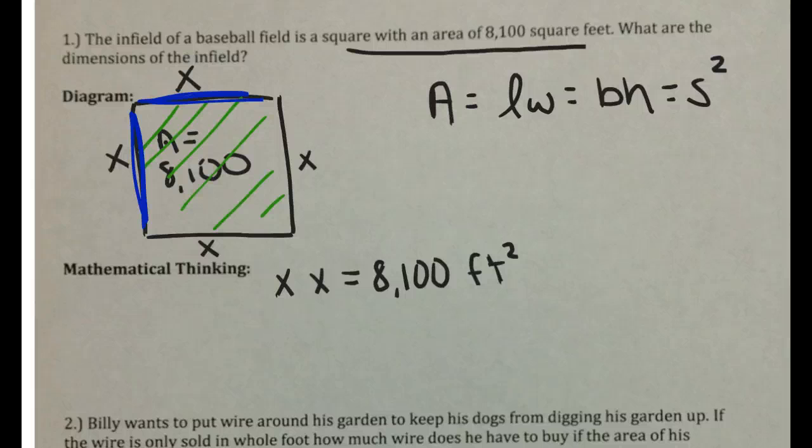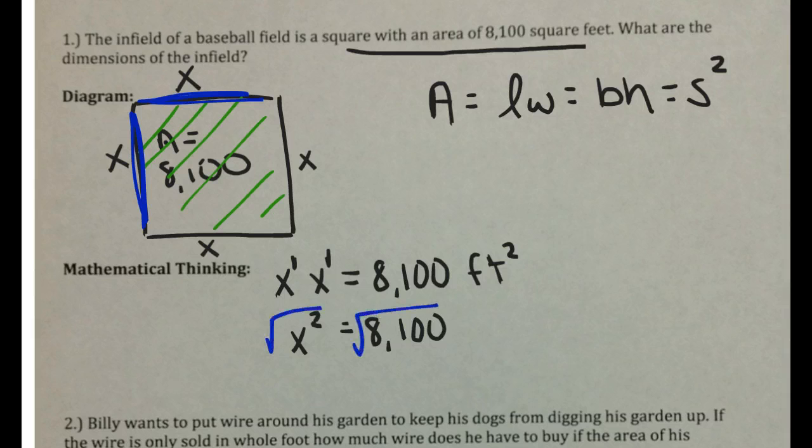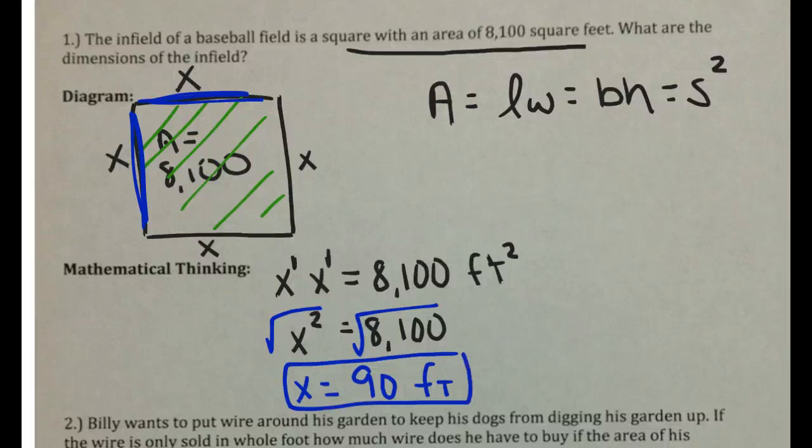Now, what is x times x equal to? Well, that's equal to x squared. You learned this last year, add your exponents. Remember, this means the first power times the first power. And that equals 8,100 feet squared. And how do we undo a square? Well, we're going to use a square root. So we're going to square root each side to find out what x equals. So once I take the square root of 8,100, you're left with x equals 90 feet.